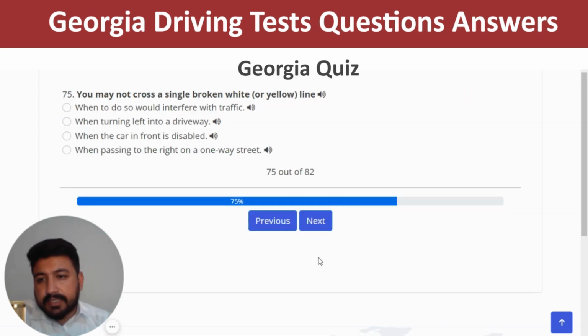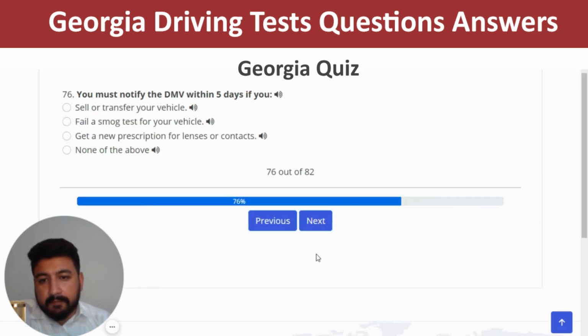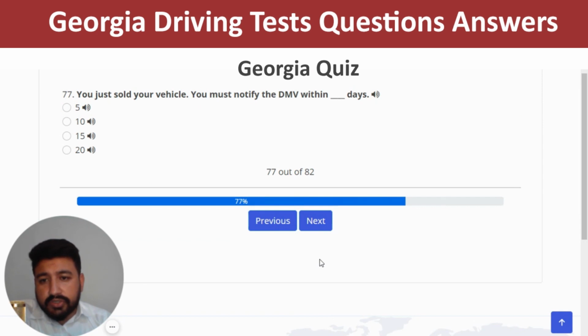Correct. And next, the 75th question: you may not cross a single broken white or yellow line... The right answer is the first one, which is when to do so would interfere with traffic. So I'm going to click on the first option. Correct. And next, you must notify the DMV within 5 days if you sell or transfer your vehicle. Again, first option. Next, you just sold your vehicle. You must notify the DMV within how many days? The right answer is 5.